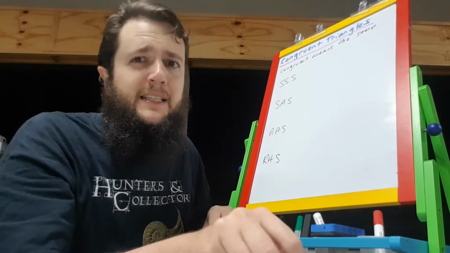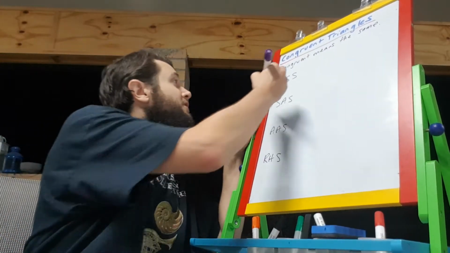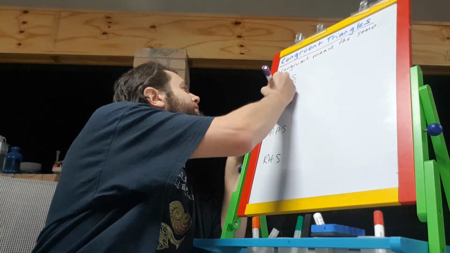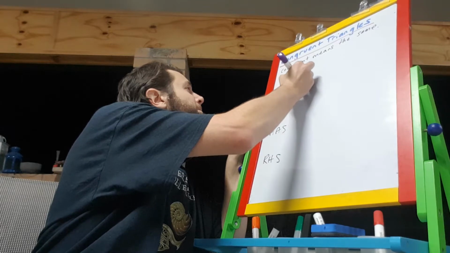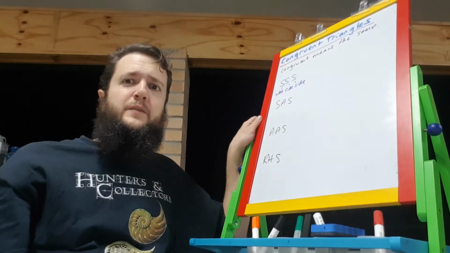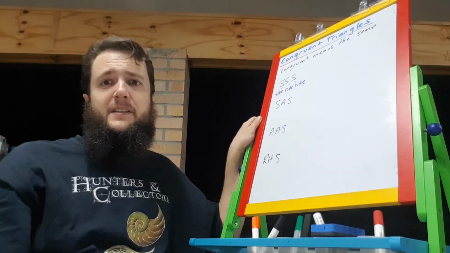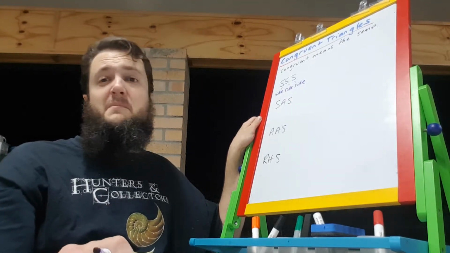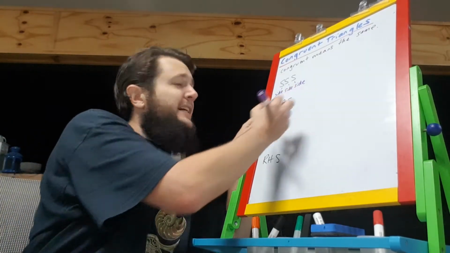Do you want to have a guess what SSS stands for? Side, side, side. It essentially states that if two triangles have the same sides, all 3 sides are the same, they're the same triangle. Next one, want to have a guess what SAS stands for?